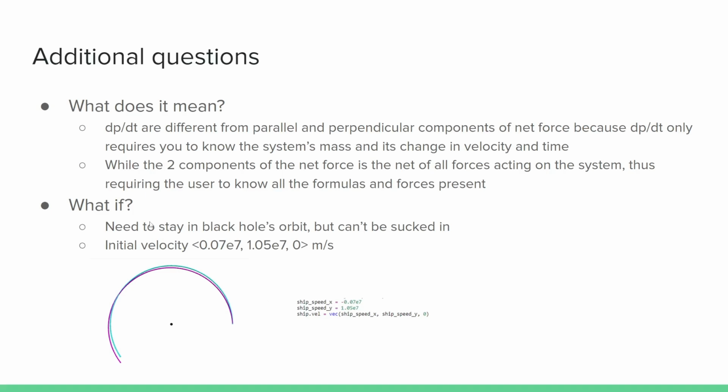And what if we needed to stay in the black hole's orbit, but not be sucked in? Again, we'll use the guess and check method so that the spaceship's trajectory will stay in a circle. The initial velocity came out to be negative 1.05 e to the 7 meters per second. Actually, this should be negative. Typo.